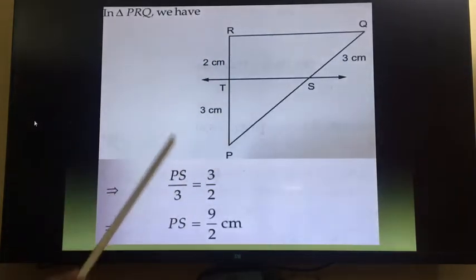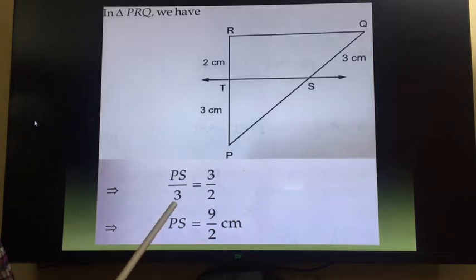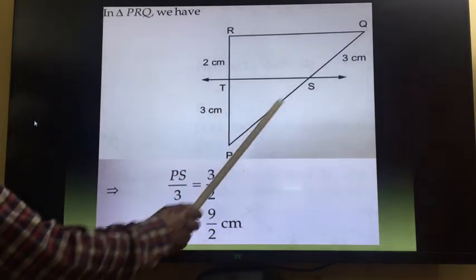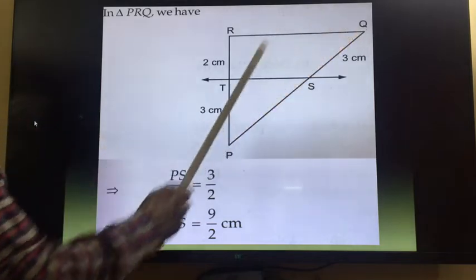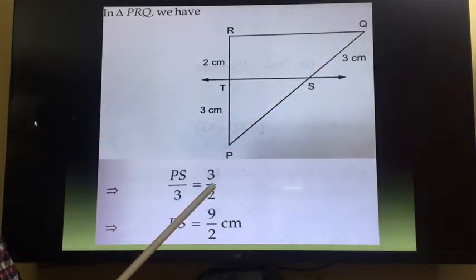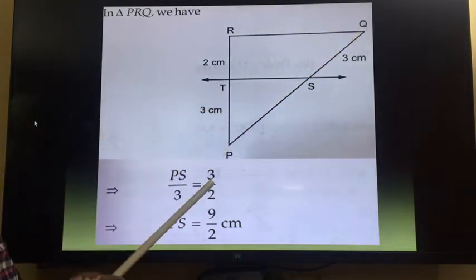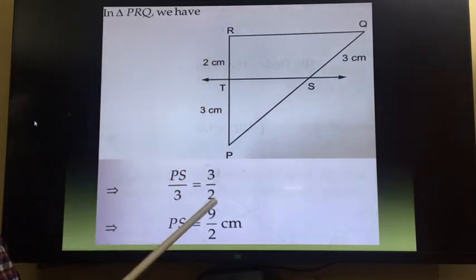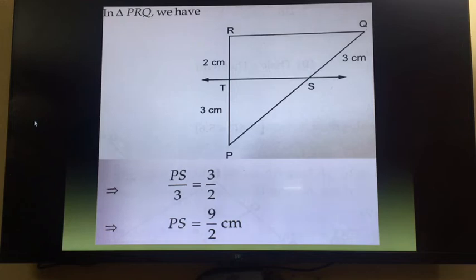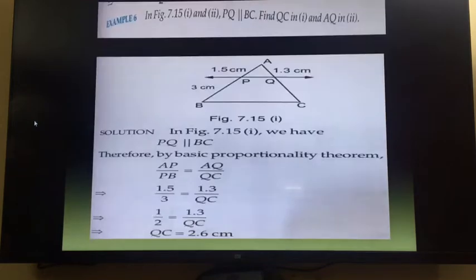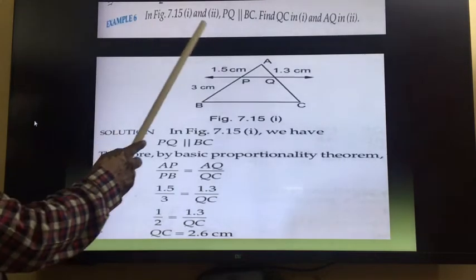You can see this. PS upon SQ, that is 3, is equal to PT 3 upon TR 2. Cross multiply, we will get PS is equal to 9 by 2, that is 4.5. Now see the next question.